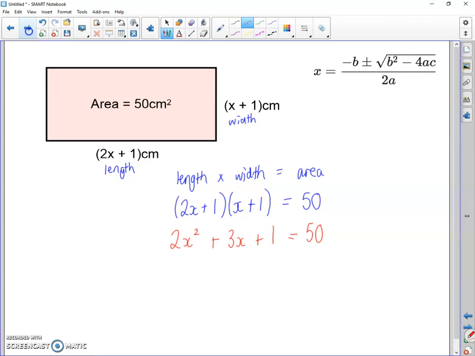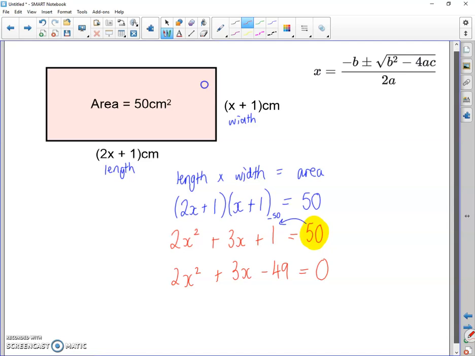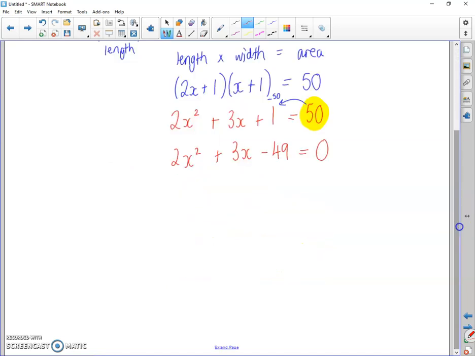Obviously though, as we've seen in the previous questions, we don't want 50 on the right hand side. For us to go any further it needs to be 0, so I need to take the 50 over. It changes to minus 50, so I've got 2x squared plus 3x. I was on plus 1, I'm taking away 50. That leaves me with minus 49, but more importantly, it gives me a 0 on the right hand side. That means now then, I am able to use the quadratic formula.